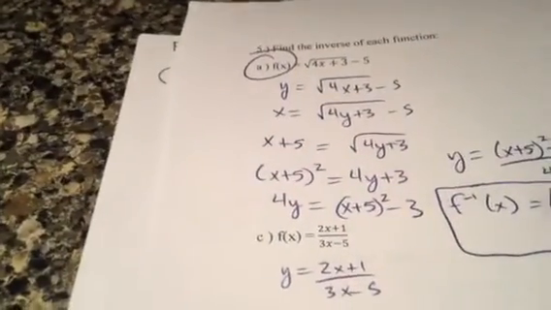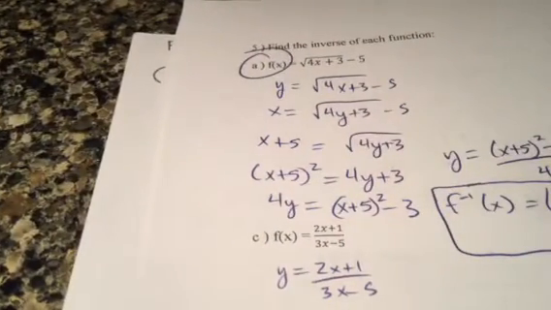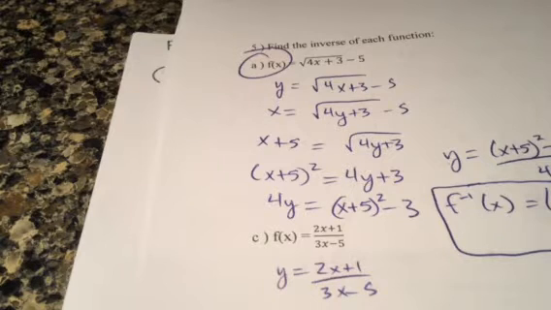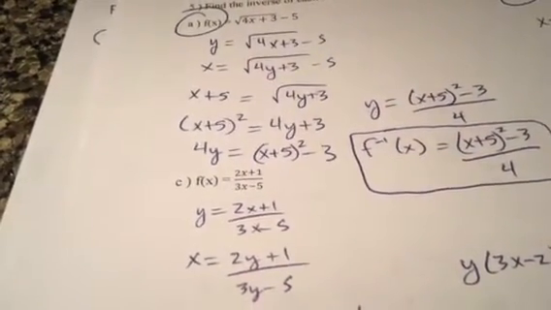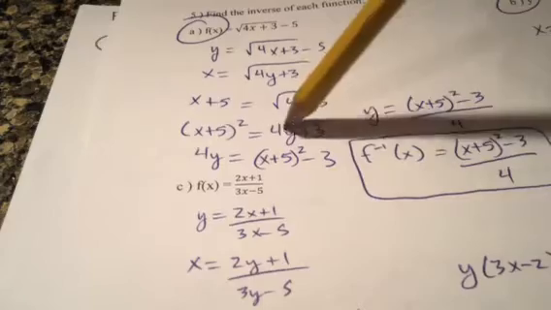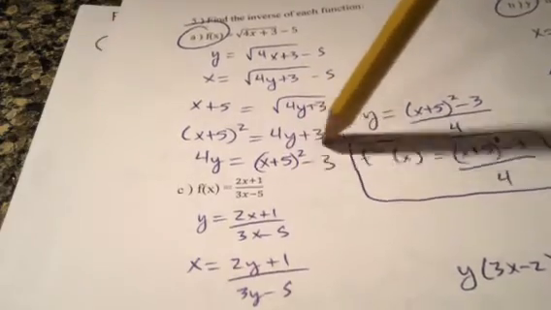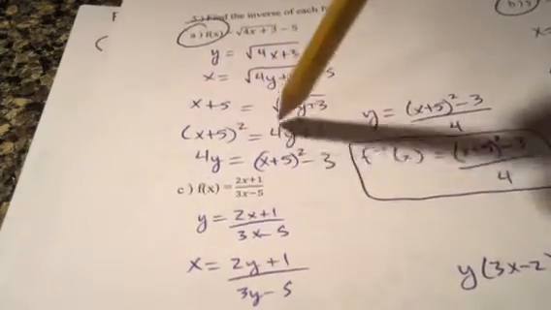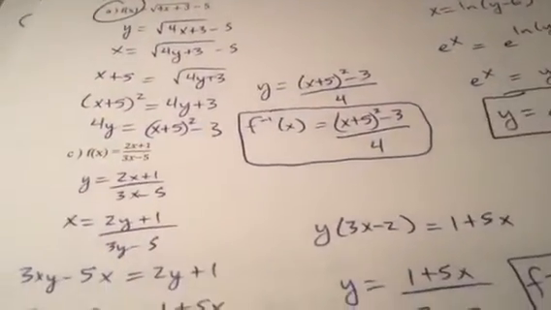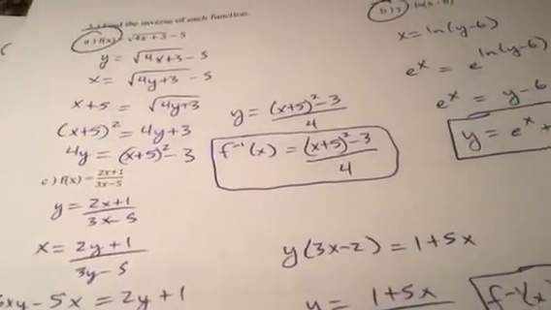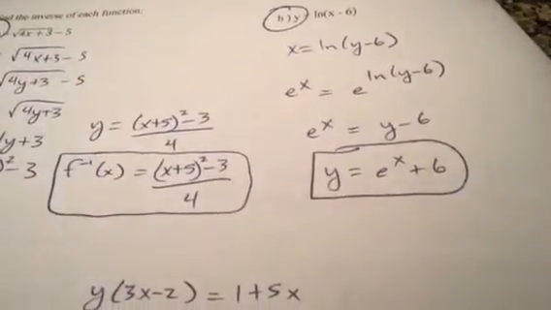Next question here. Find the inverse of each function. Number 5, rewrite that as y equals, switch x and y, add 5 to both sides and square both sides as we did. All I did, folks, in this step right here is I subtracted 3 from both sides, and I just put 4y on the other side, and then divide by 4. There is your inverse.